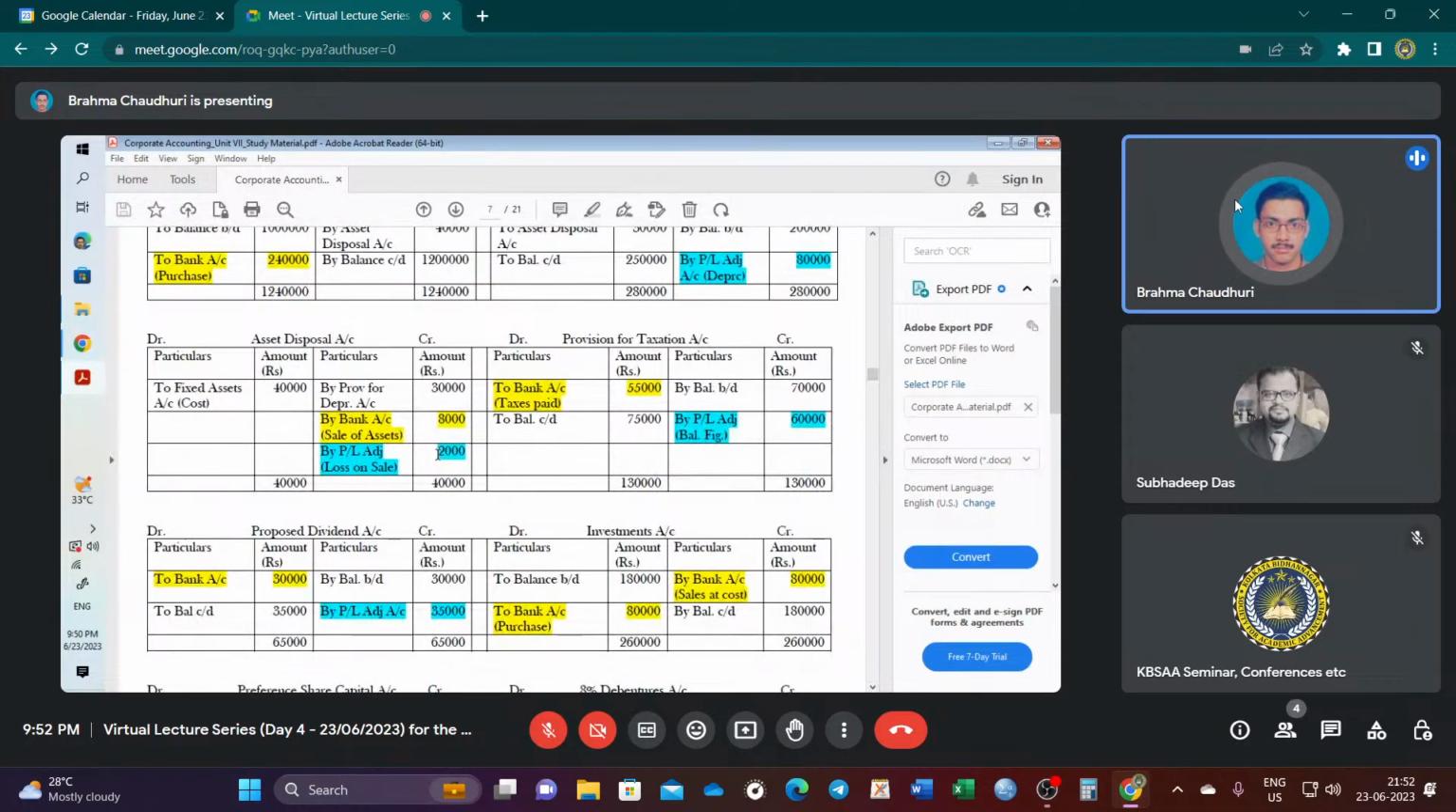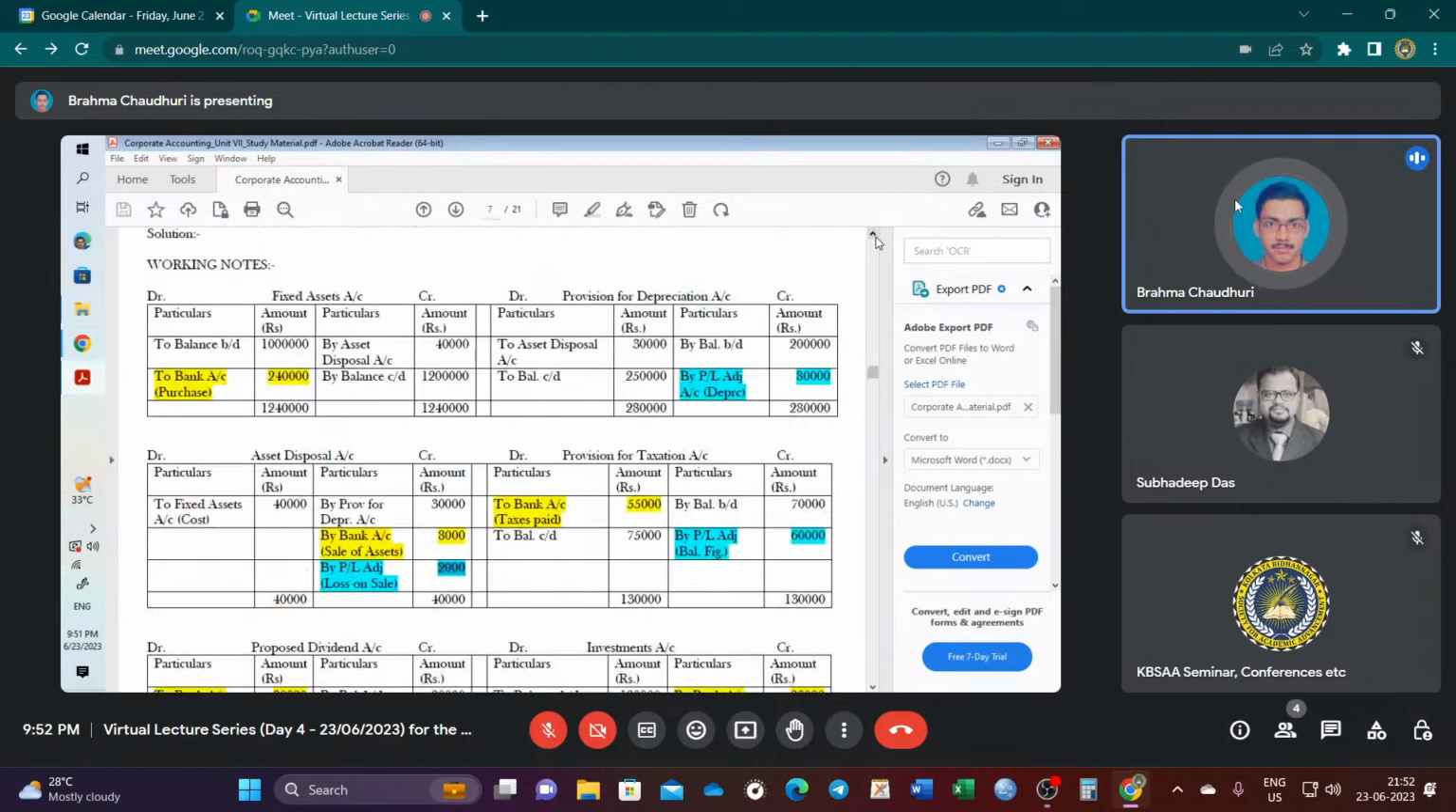So we are first of all preparing this asset disposal account. The cost of the fixed asset is 40,000. Provision for depreciation already made into this particular fixed assets is 30,000. The asset has been sold for 8,000 and there is a loss on sale of 2,000. We are passing all these entries in the ledger account, and we are closing the asset disposal account. Now, after closing the asset disposal account, we will also have to close the provision for depreciation account, because the provision for depreciation 30,000 has to be written back.